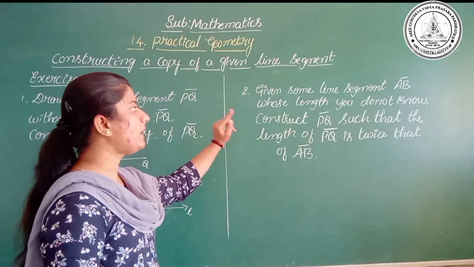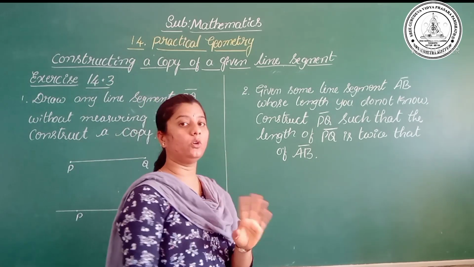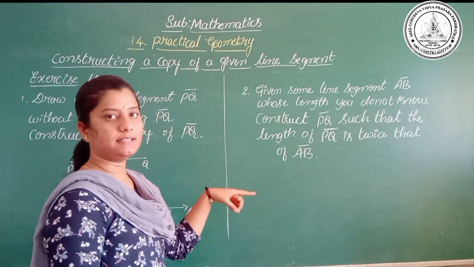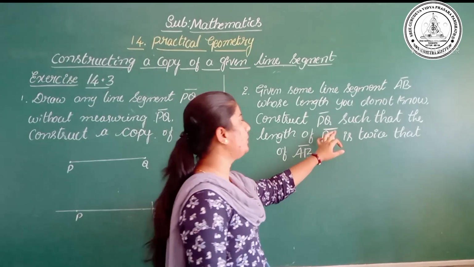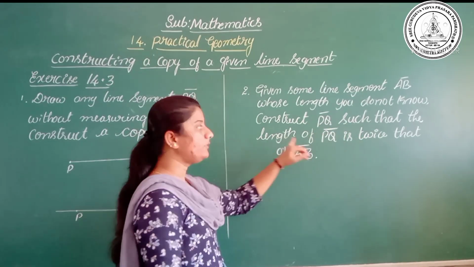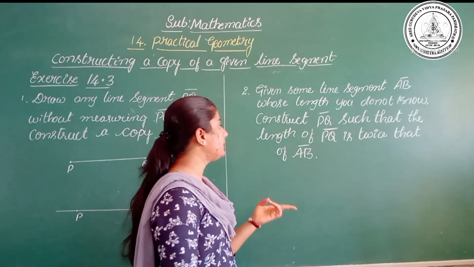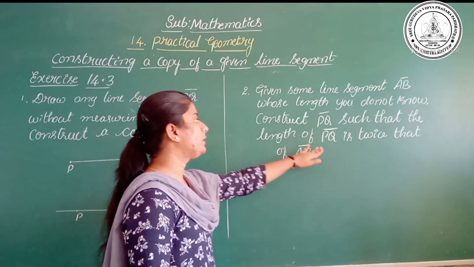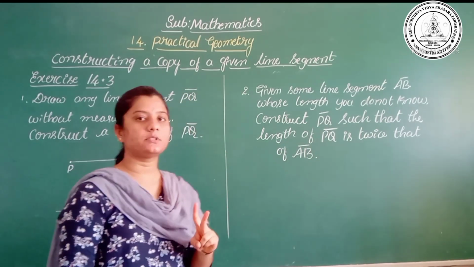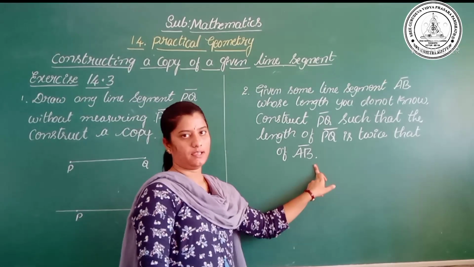What they said here: AB is a line segment, but we don't know the length of the line segment. Then we have to construct the line segment PQ such that the length of PQ is twice that of line segment AB. So PQ is equal to 2 times line segment AB.